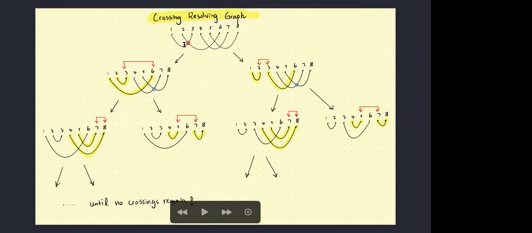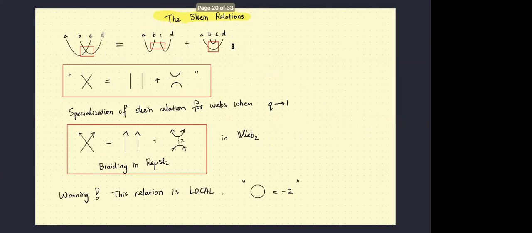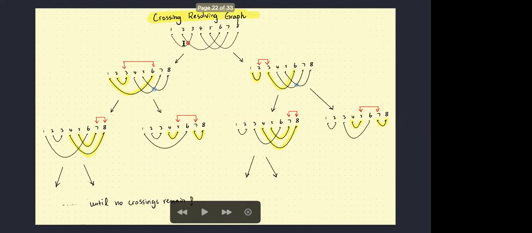To do that, I just need to get rid of all the crossings, and I form this crossing resolving graph as follows. Each time I see a crossing, I apply my relation to get rid of that crossing. So I get two terms. One I get from interchanging the two right endpoints, 3 and 6. The other I get from interchanging the two inner points, 2 and 3. And I keep doing this until I have no crossings anymore.